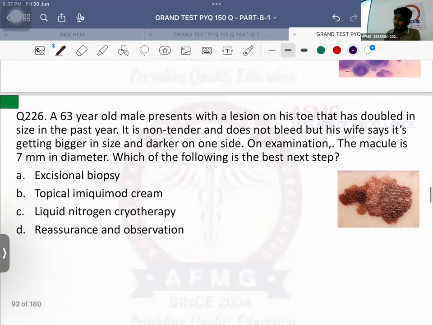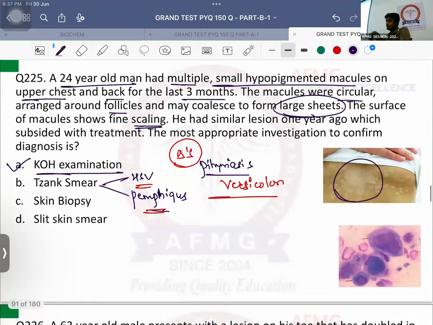Question number. Aur kya dete ho is patient mein? Pityriasis versicolor, sorry.